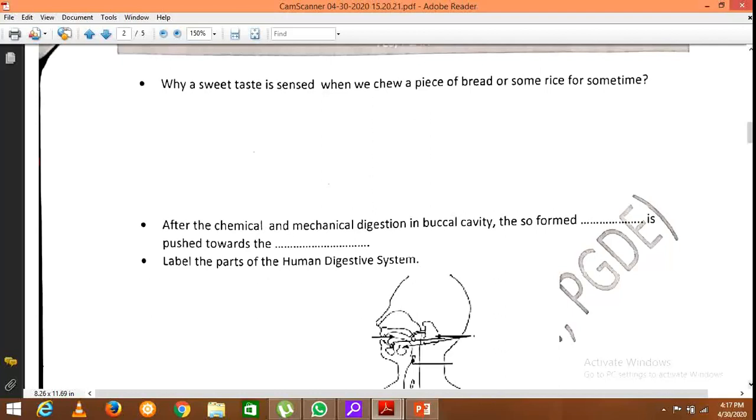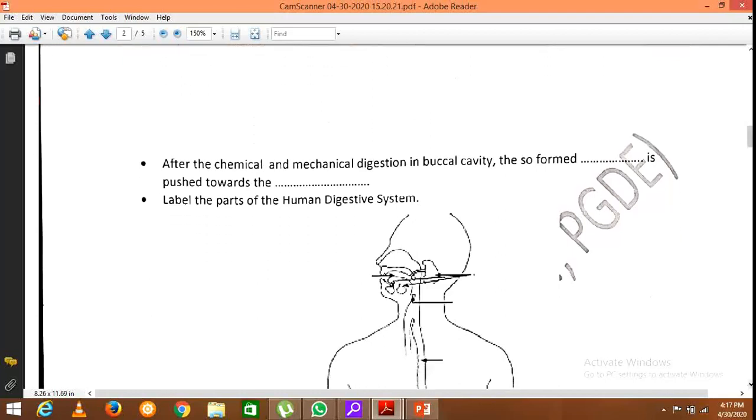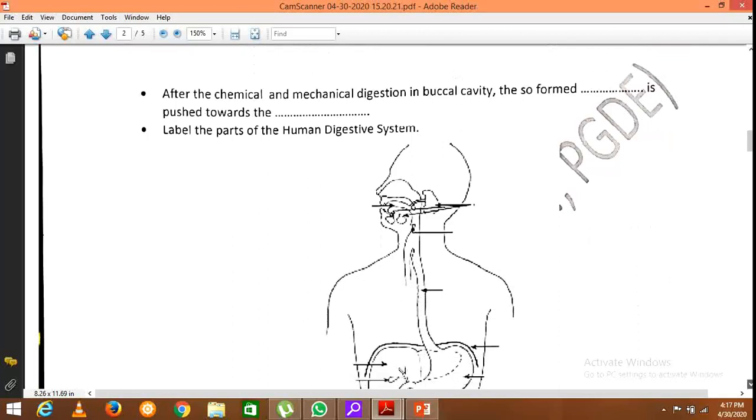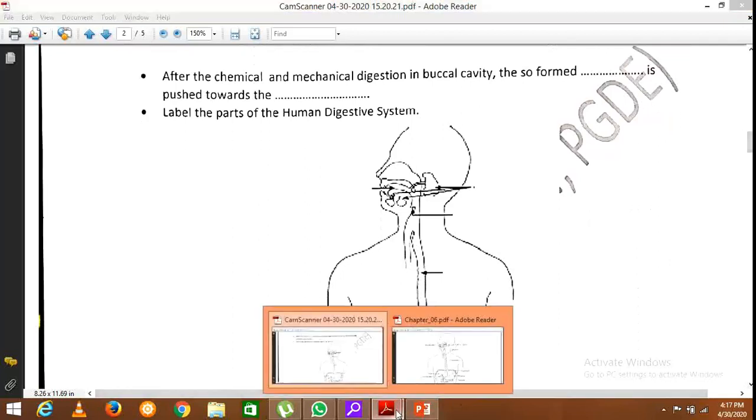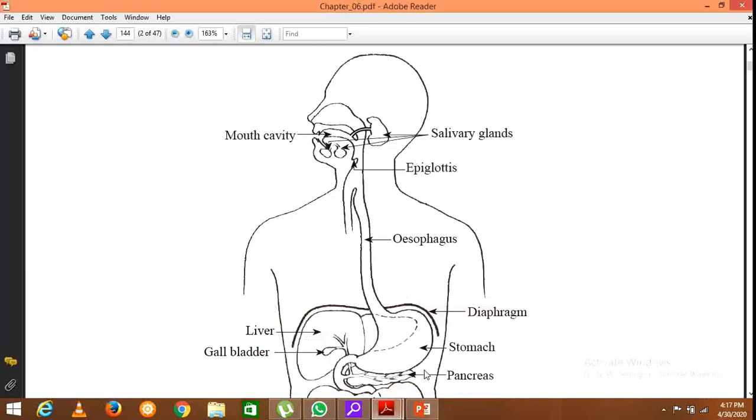Here you are given the structure of the human digestive system and you are asked to label the parts. There I will move on to the diagram which appears in your textbook. So here you can see there is the mouth cavity or the oral cavity or buccal cavity. And you are shown the salivary glands, and I told you there are 3 salivary glands. And here there is a muscular structure, which is known as the epiglottis. And here you can see this is the trachea, which is common to the respiratory system. And this is the esophagus.